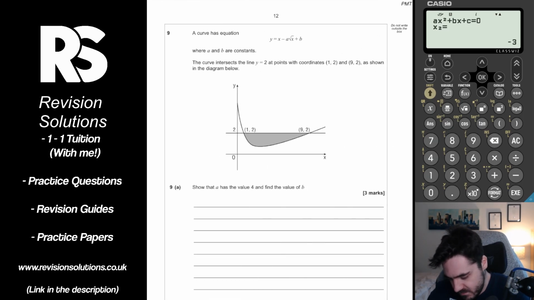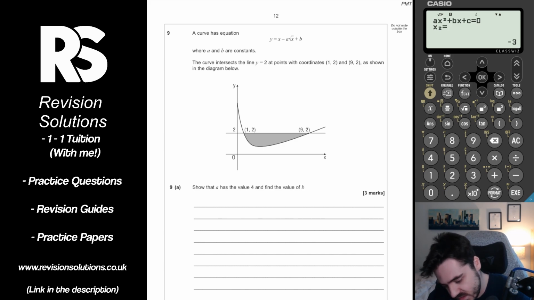We've got an equation for a curve, and it says the curve intersects the line y equals 2 at the points (1, 2) and (9, 2). So in other words, if it intersects, those points also lie on the curve. So we're free to plug those points into the curve, and then we can find values of a and b, which is what it asks for in 9a.